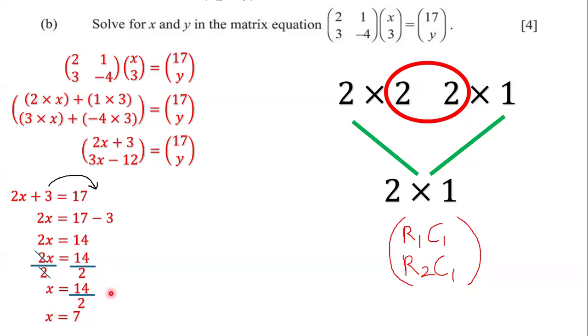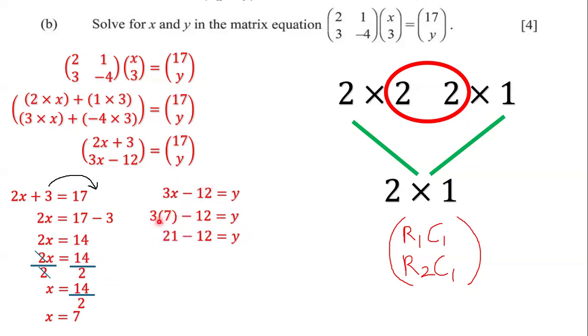Now we know what x is. What is y? Well, we know that 3x minus 12 is equal to y, because these two corresponding entries must be equal in order for the two matrices themselves to be equal. But what is x? x is 7, we know that. And so we substitute x equal to 7 into this equation. Instead of putting x, we put 7. And so we have 3 times 7 minus 12 is equal to y.